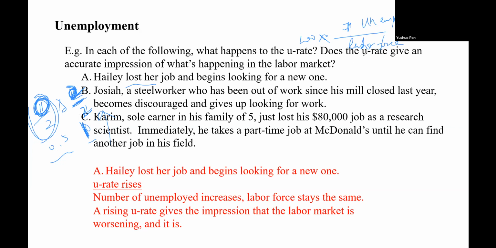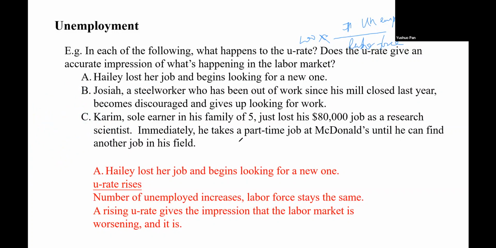And does the U rate give an accurate impression of what's happening in the labor market? The number of unemployed increases, and the labor force stayed the same because no one changed. A rising U rate gives the impression that the labor market is worsening, and it is, because the unemployment rate increased, which means the market is worse than before. And the reality is Haley really lost her job. That's really worse than before. So this is an accurate result for the labor market. That's how you should answer question A.